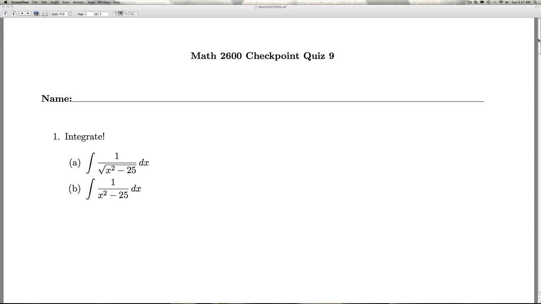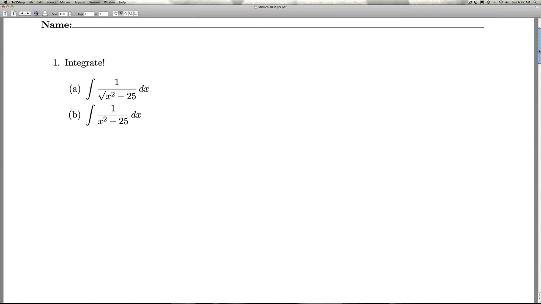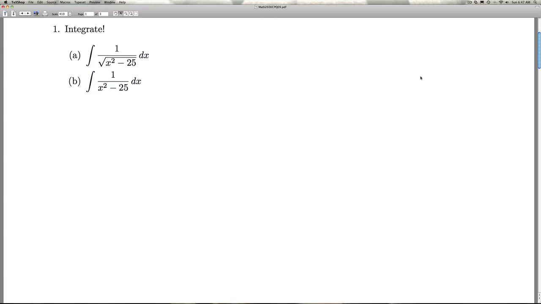Hi folks, this is Calc 2, Checkpoint Quiz 9. In number 1, we're given a pair of integrals that look hauntingly similar, and we're going to see that the integration of these two animals is entirely different. So let's start in part A.